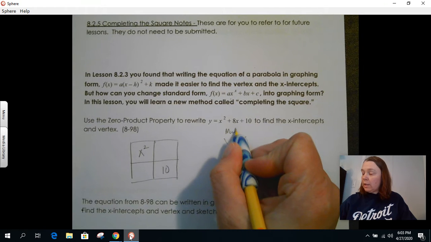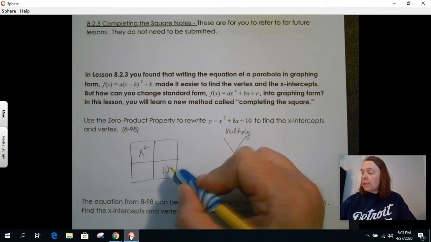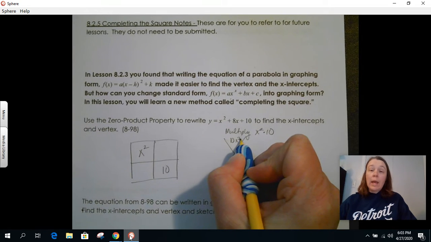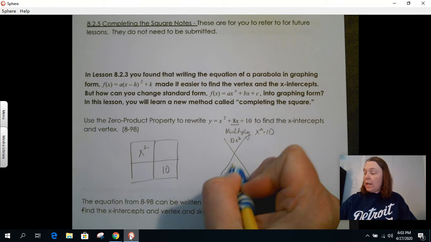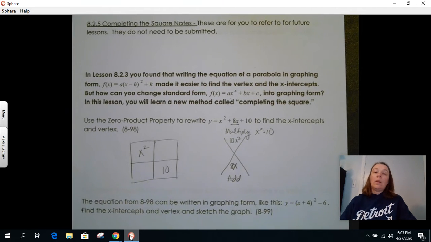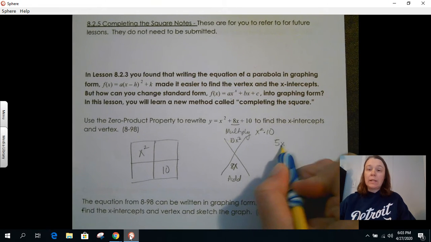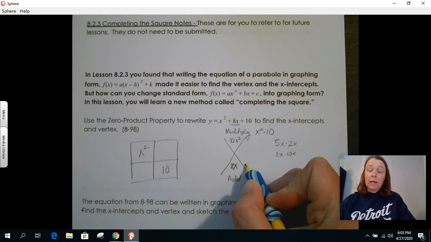I need two things that are going to multiply to be the same as this diagonal, x squared times 10, or 10x squared, and add to be my middle, which is 8x. Take a minute and think about what two numbers would multiply to be 10x squared and also add to be 8x. Maybe 5x and 2x, maybe 1x times 10x. But if I add either of those pairs, I don't get 8x.